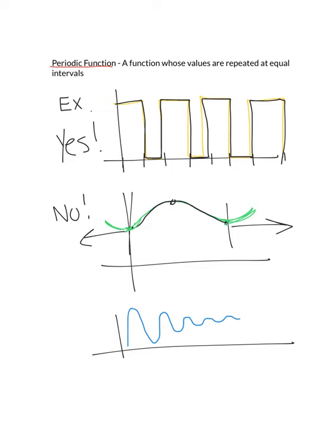Now finally, this last graph hits a peak and then a trough, and then a peak and then a trough, and then a peak and then a trough. But this is not periodic. So in the definition, it says a function whose values are repeated. So when I look at this peak is higher than this peak, which is higher than this peak. So even though it's going up and down and up and down and up and down in a smooth way, it's not hitting the exact same values. So this is not periodic.